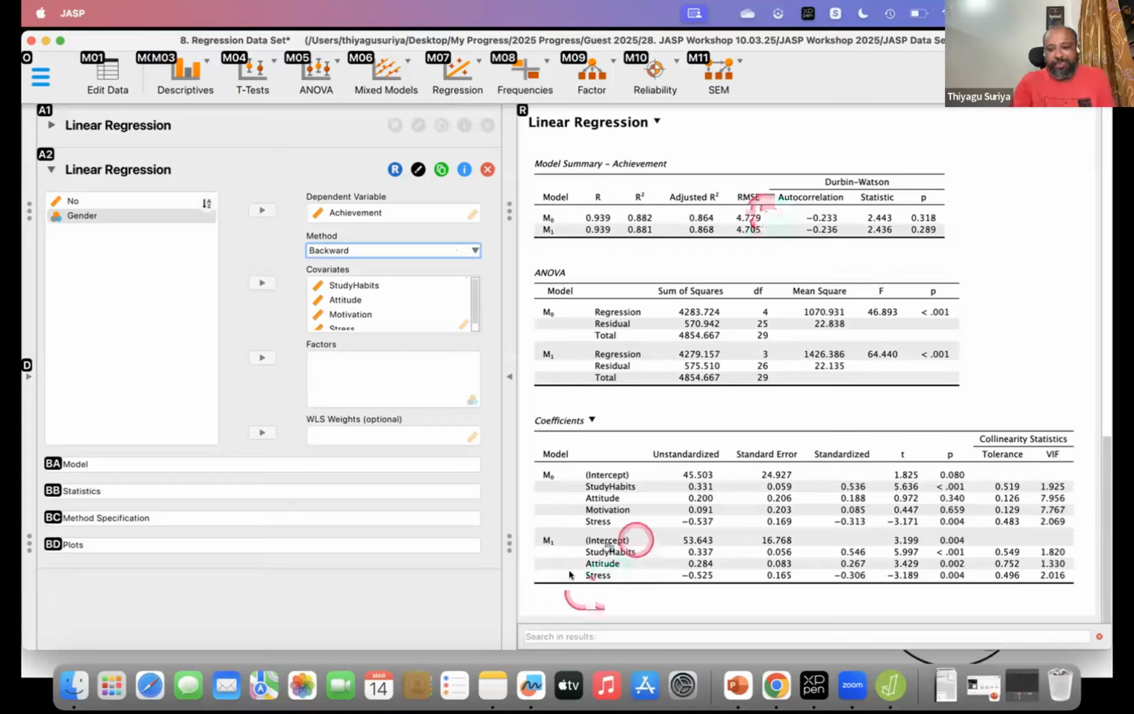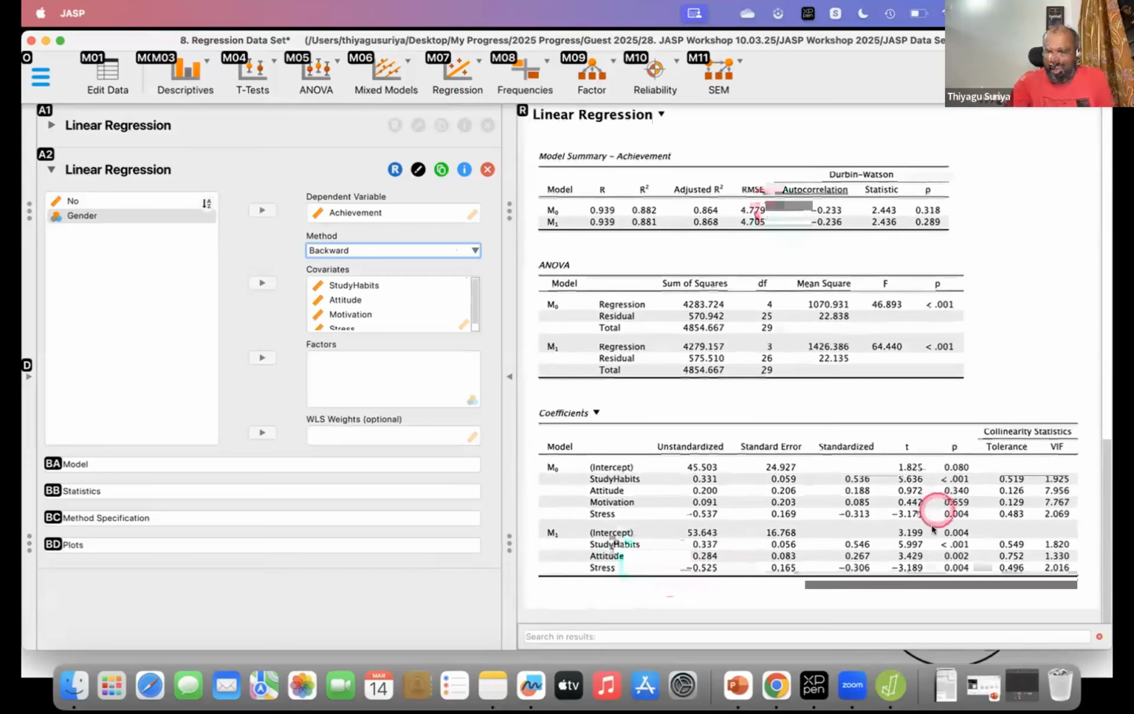Then if you go with the M3, what happened? M2 automatically comes as standard. There is no need to remove it, right? Because there is nothing less significant than that. Automatically, we can remove the less significant value. All the 3 variables are significant contributors. That's the reason it's not removed. So now you can copy and see the significant value. This is called the backward model.